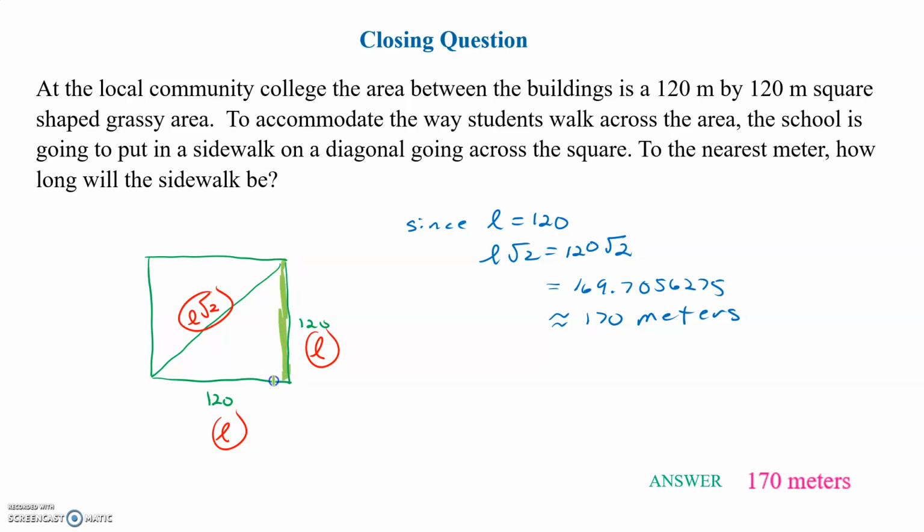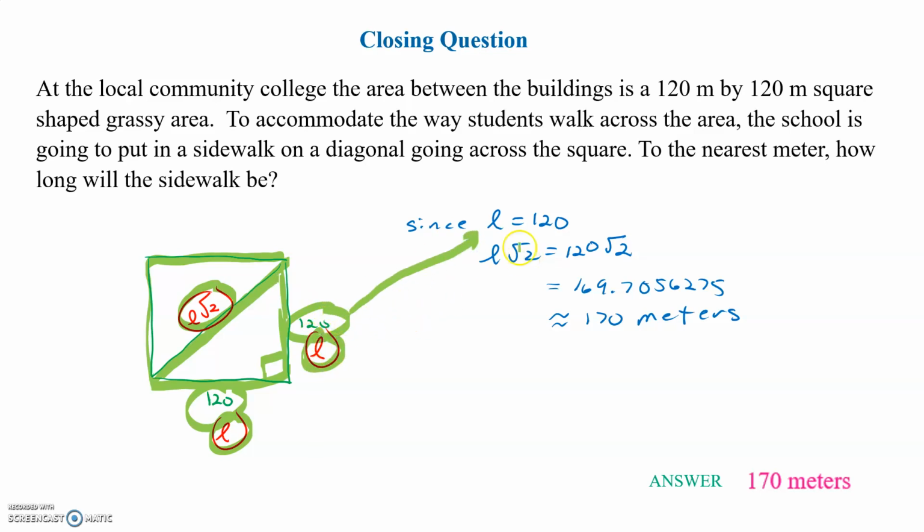So here is the square, 120 by 120, and they said they're going to make a sidewalk along the diagonal. So if these two legs are equal in this right triangle, then this is a 45, 45, 90 degree triangle. And if it's a 45, 45, 90, I know the legs are each L, and the hypotenuse is L square root of 2. So what do I know in here? L square root of 2 equals, I don't know. But L equals 120.